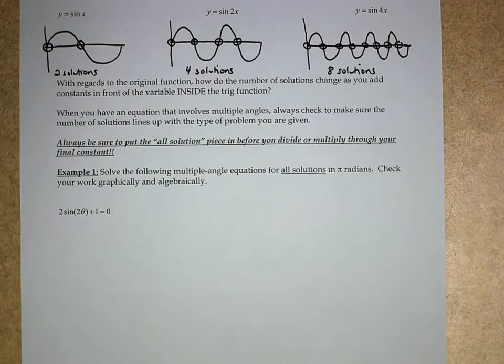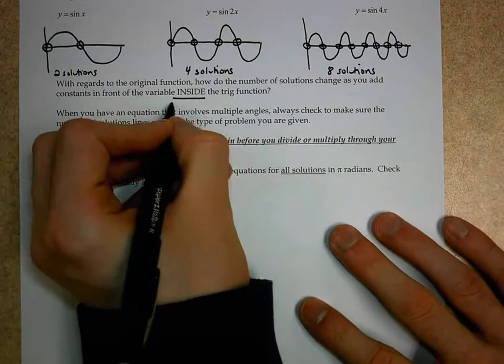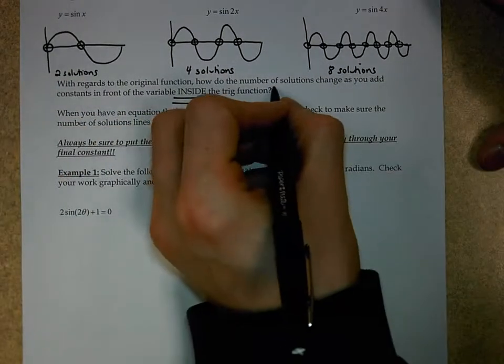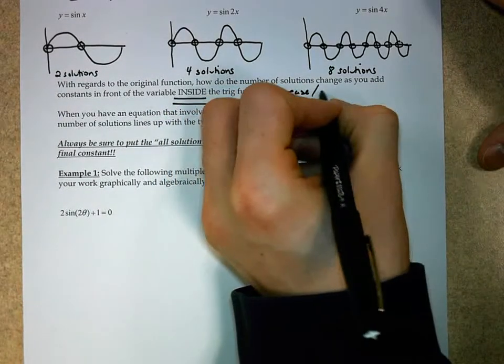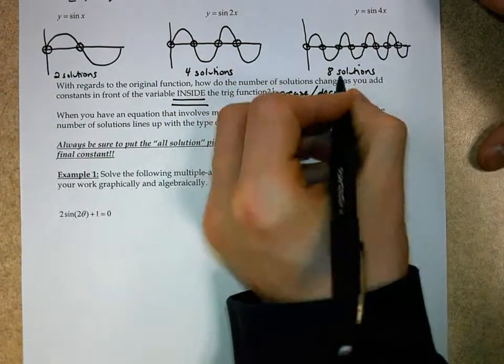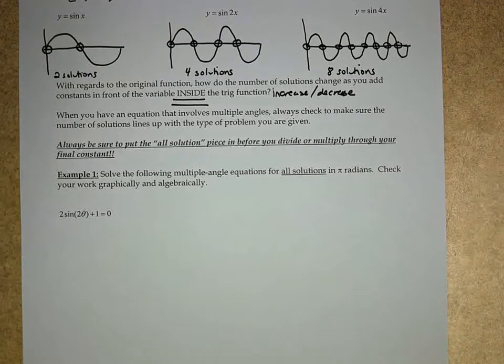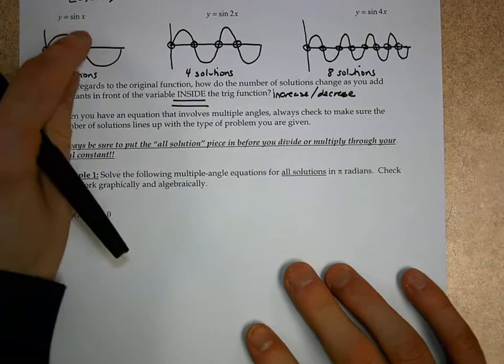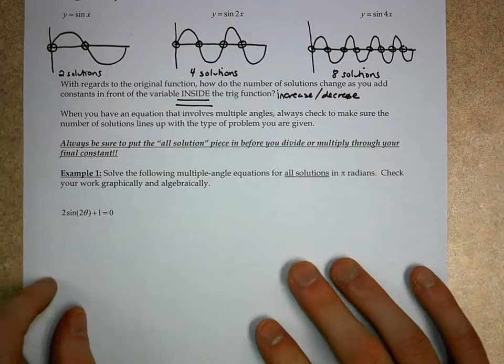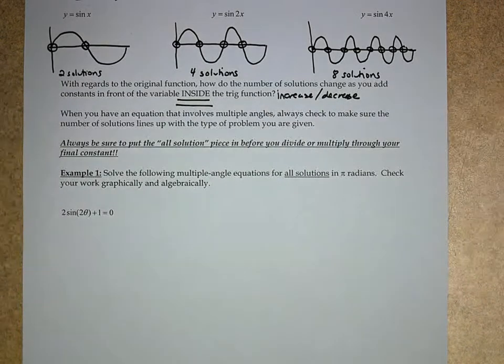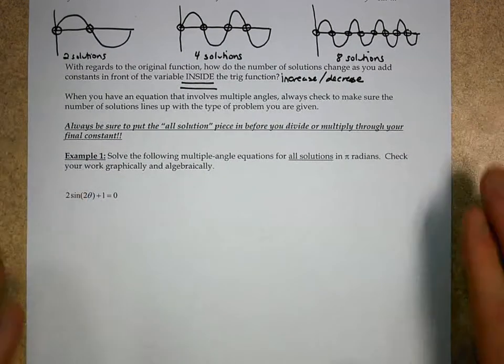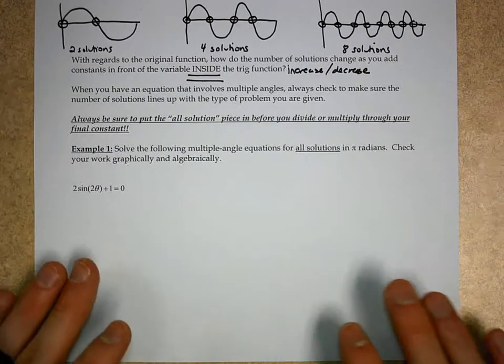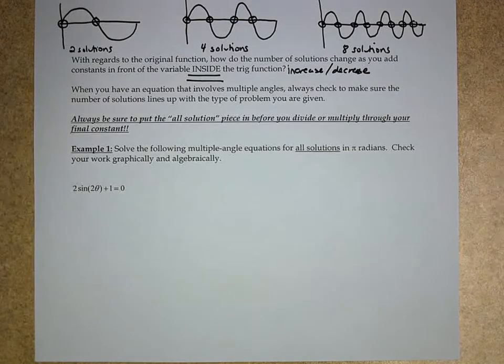So with regards to the original function, how does the number of solutions change as you add constants in front of the variable inside the function? The answer is that we're going to increase solutions or decrease solutions. These are all the increasing solutions perspective. But let's say this had been the sine of half x. That would mean I only get 1 hill from 0 to 2 pi instead of a valley as well, and then I'm only going to have 1 solution instead of 2. So our process is going to be the same as before, but there's only one piece that's different.